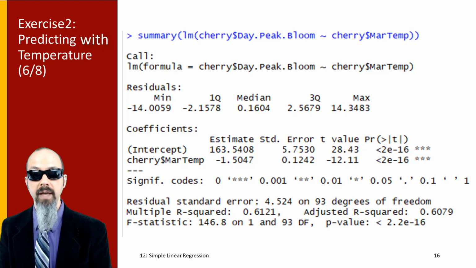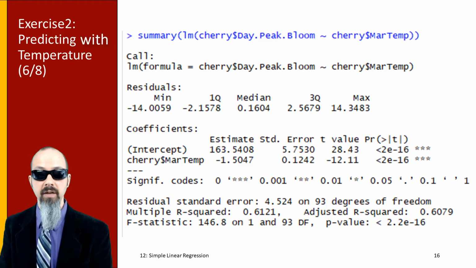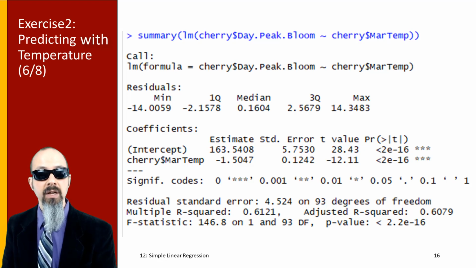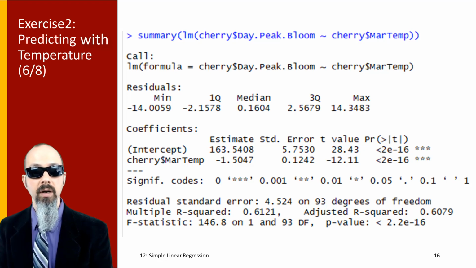So if we were to look at how March temperatures affect it, we again have extremely significant p-values for both the correlation values and the p-value for the entire model, sharing the same estimate. So the coefficient for March, what we're looking at is a negative 1.5. So for every additional degree warmer in March, we're going to expect to see an average decrease of 1.5 days till peak bloom for these cherry trees.